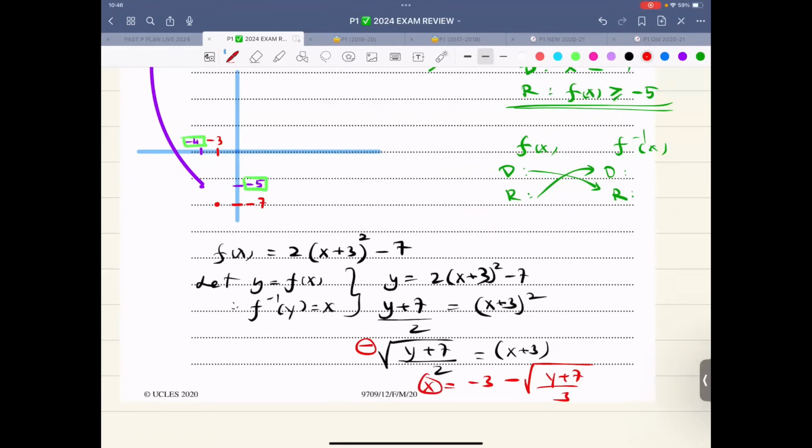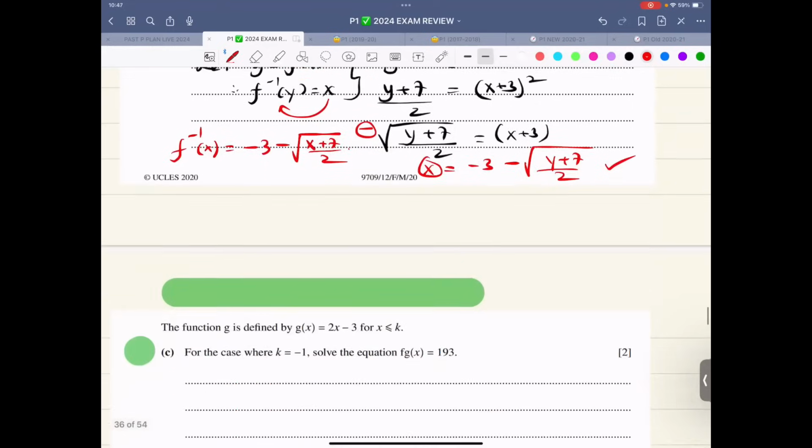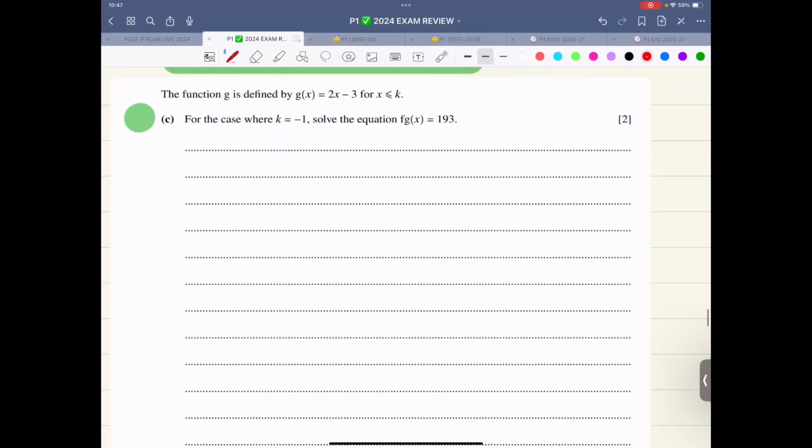And what is x equal to? x is f inverse y. So finally, f inverse x equals -3 minus the square root of (x + 7)/3. So that is what we are getting. I think it's divided by 2. By mistake, I wrote 3. So let me correct myself. And over here, there is a 2, there is a 2. That is the expression.